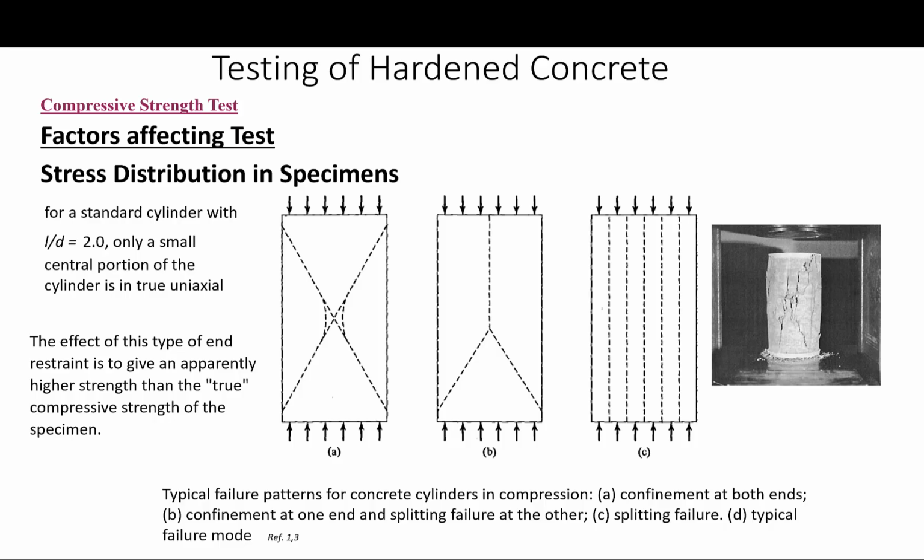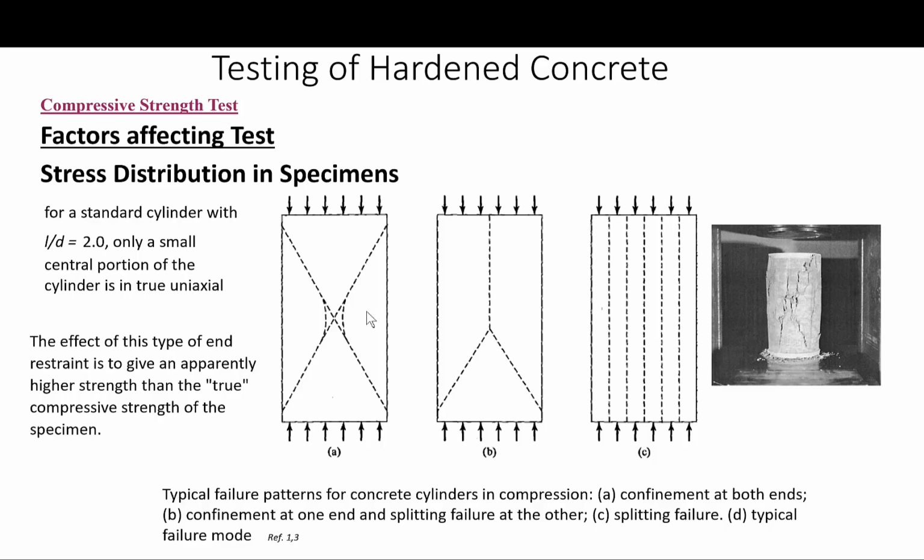So for a standard cylinder with a length to diameter ratio of 2, only a small central portion of the cylinder is in true uniaxial compression, something like this. The remainder is in a state of triaxial stress. We discussed this before. So the effect of this type of end restraint is to give an apparently higher strength than the true compressive strength of the specimen.